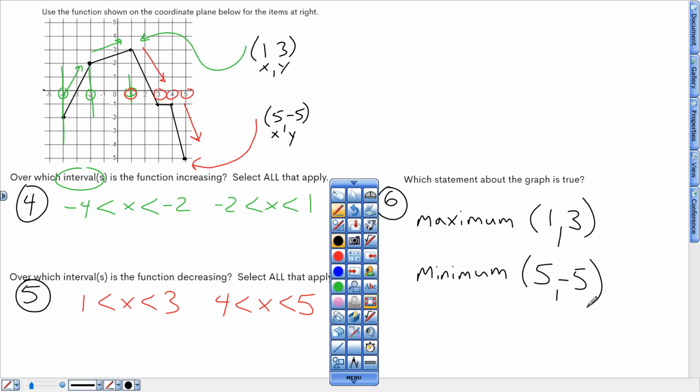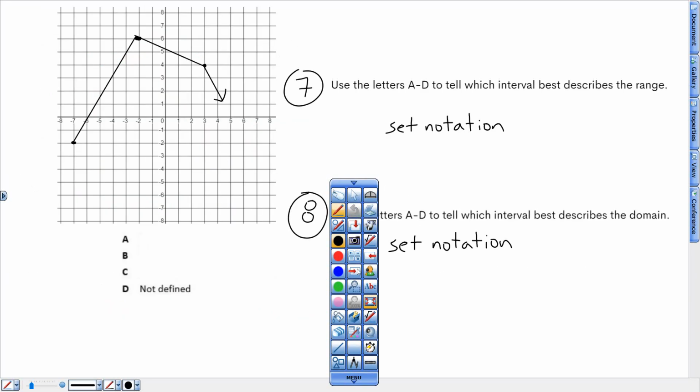All right, here we go. Next word is 2. All right, this one again, looking at set notation using symbols. Interval describing the range. Range going from left to right using those x-axis numbers.